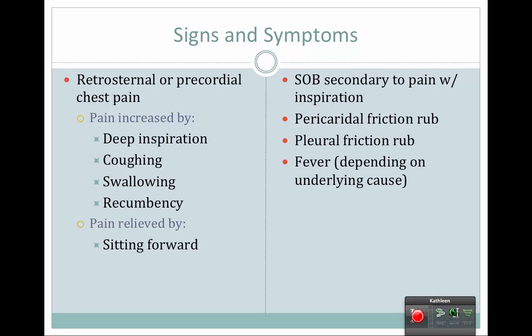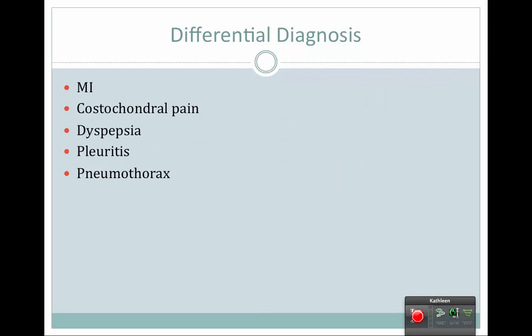Pain with coughing, swallowing, recumbent position. Pain relief by sitting forward. That's very classic. So lying down, they're not comfortable. They'll be over the bedside table leaning because that makes them feel more comfortable. Shortness of breath secondary to pain with inspiration. Pericardial friction rub, pleural friction rub, and fever depending on underlying cause of pericarditis.